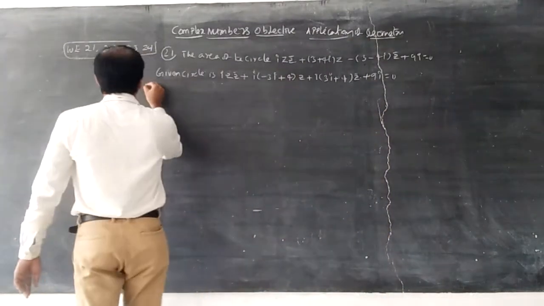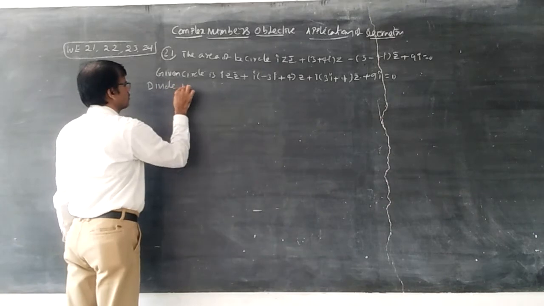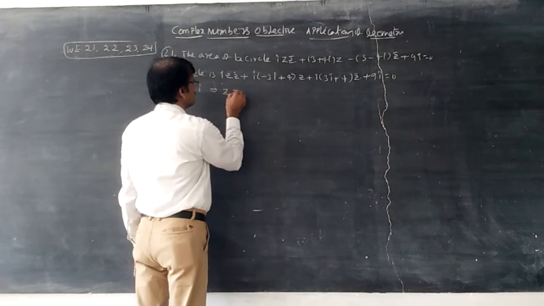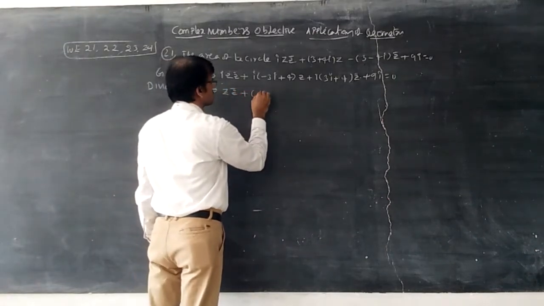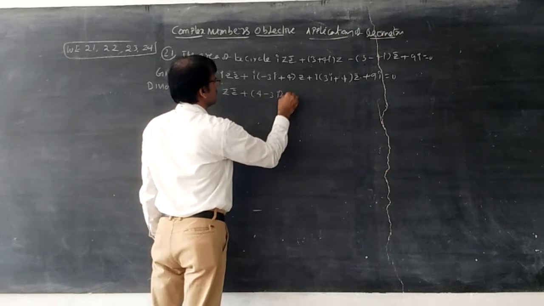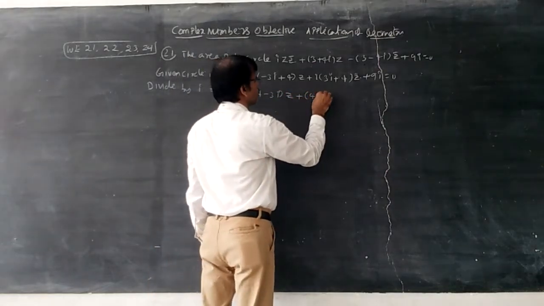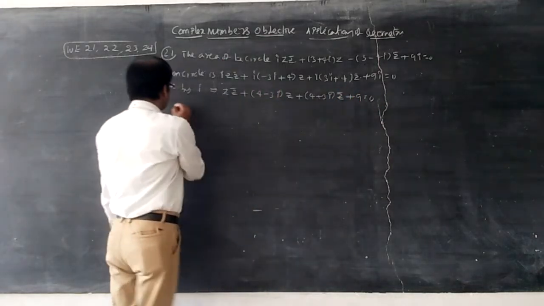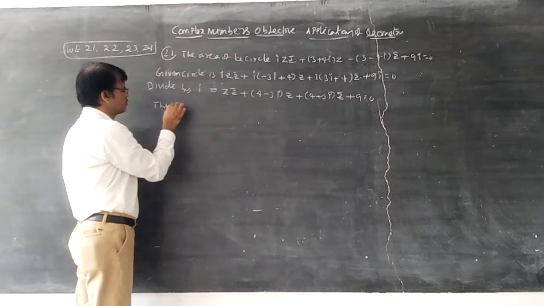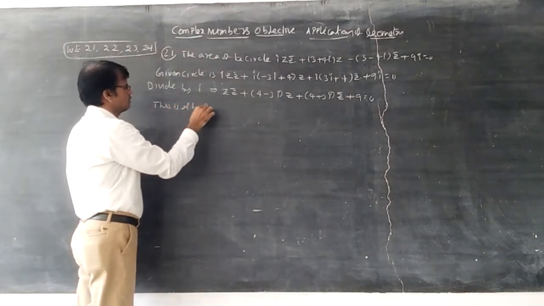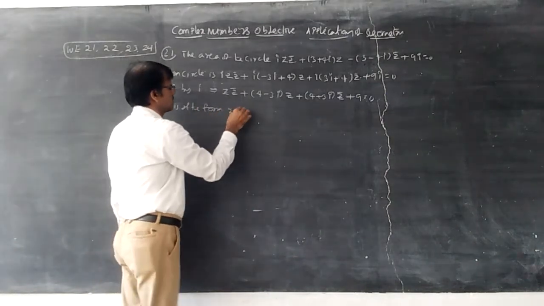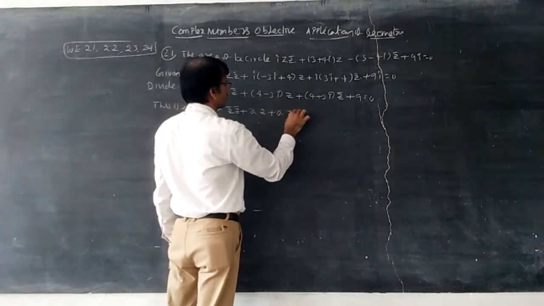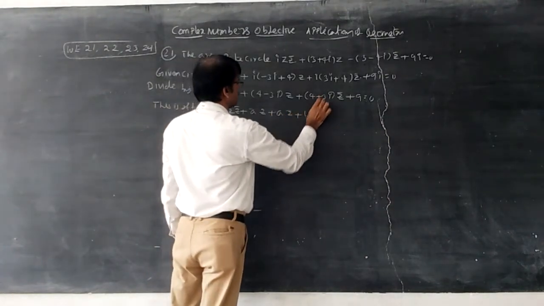Now divide by the number i. That implies z z bar plus (4 minus 3i) z plus (4 plus 3i) z bar plus 9 is equal to 0. This is of the form z z bar plus a bar z plus a z bar plus b is equal to 0.